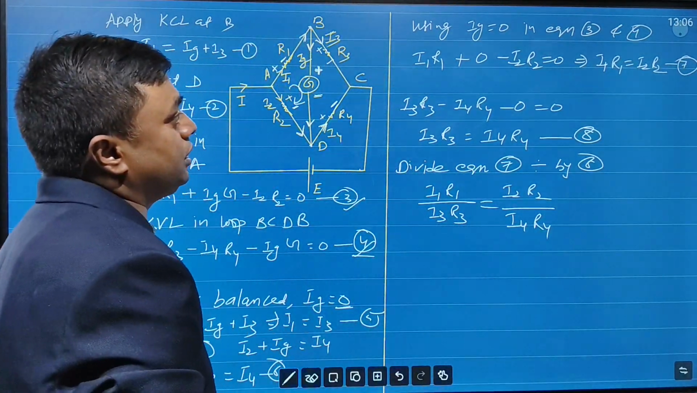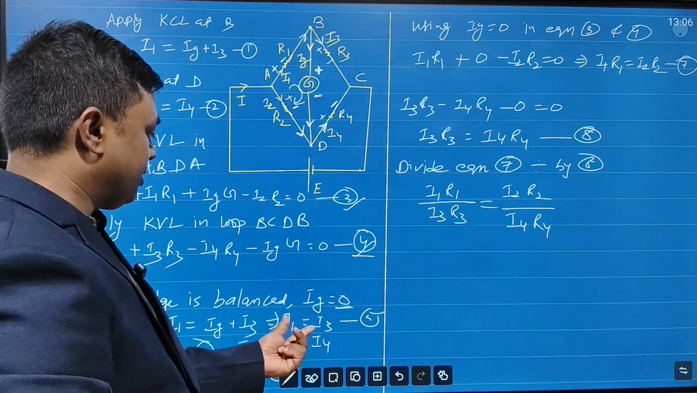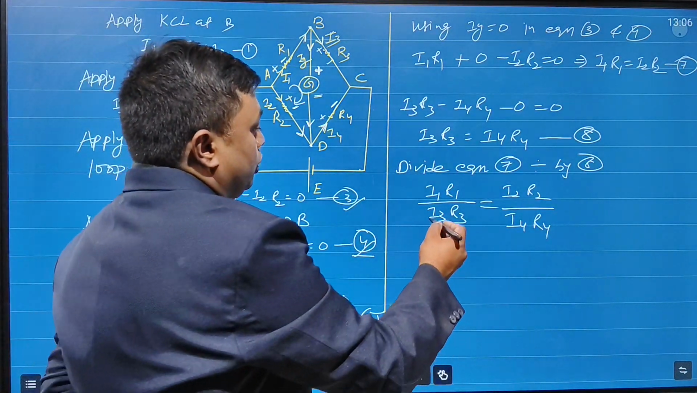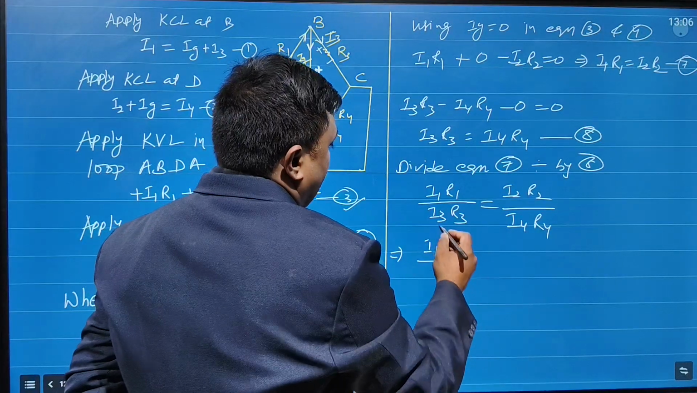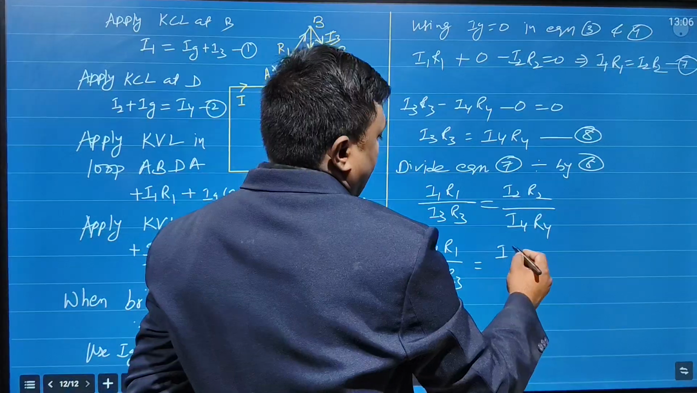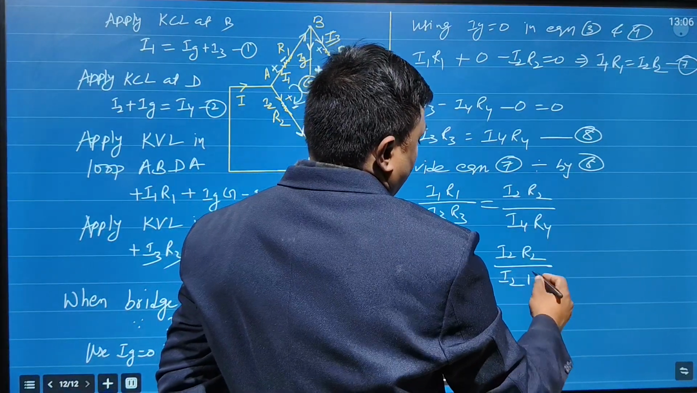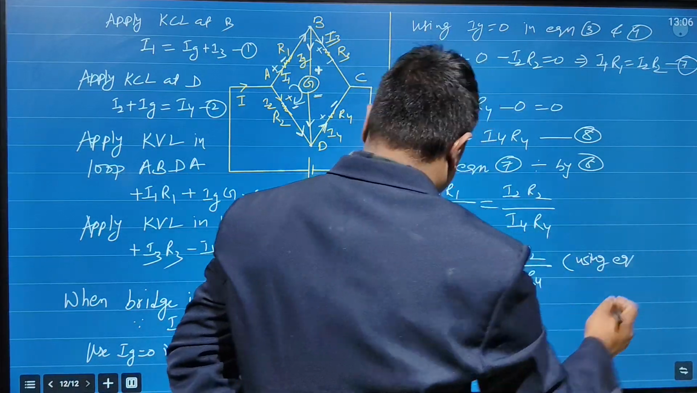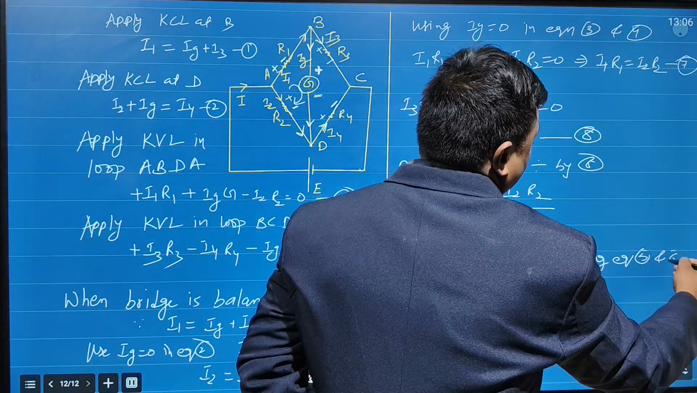Now you can see equations 5 and 6. Equation 5 is I1 is equal to I3. Equation 6 we got I2 is equal to I4. So I3 is nothing but I1 right now. So we can write I1 R1, I3 is nothing but I1, so substitute the value. So I2 R2, I4 is nothing but I2 only. Yes or no? So using equations 5 and 6 we have used.